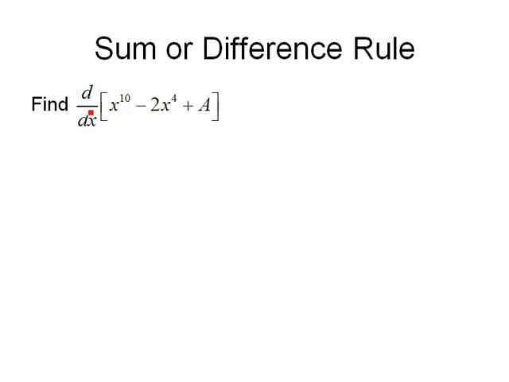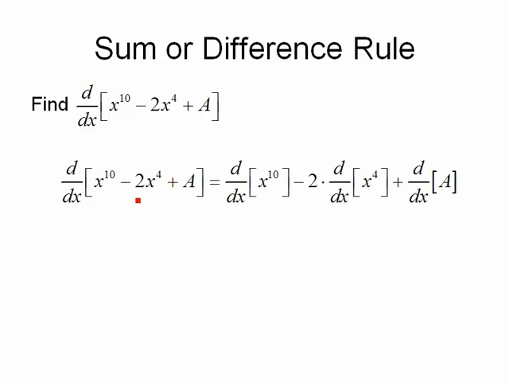Find the derivative with respect to x of x to the 10th minus 2x to the 4th plus a. What we need to be careful about here is that we're taking the derivative with respect to x. What that means is any other letter that you see in here represents a constant.